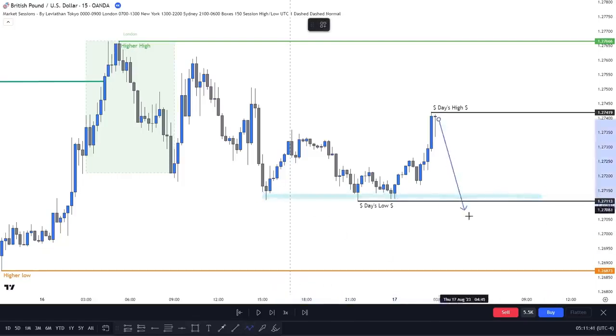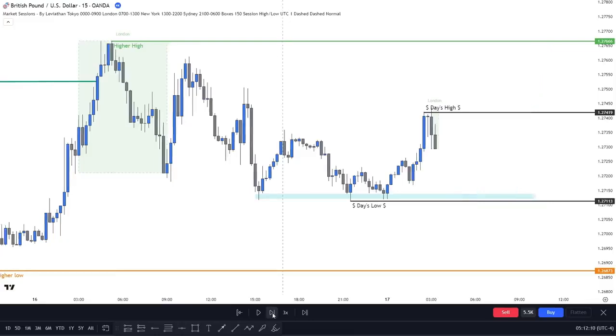So, an optimal scenario for the big player would be to push the price below the low of the day, grab the liquidity they need, and continue pushing upwards aligned with the dominant uptrend. Let's see what will happen.